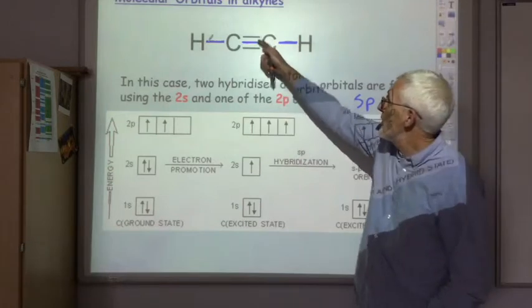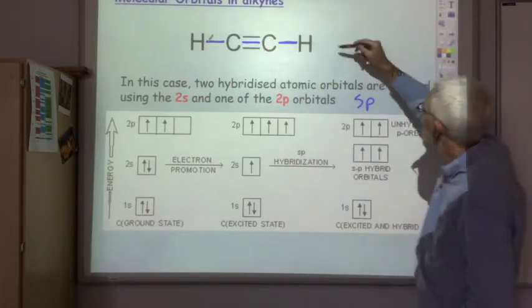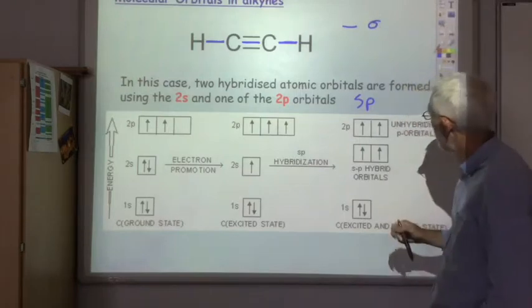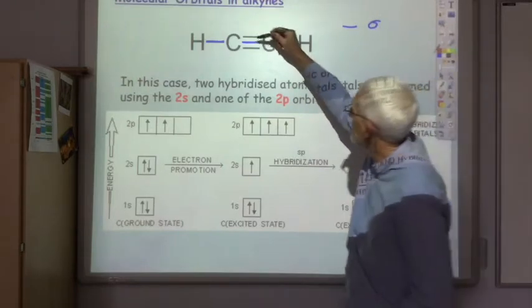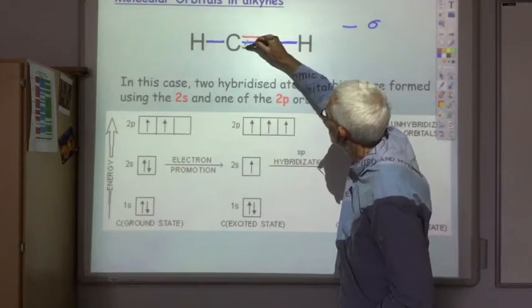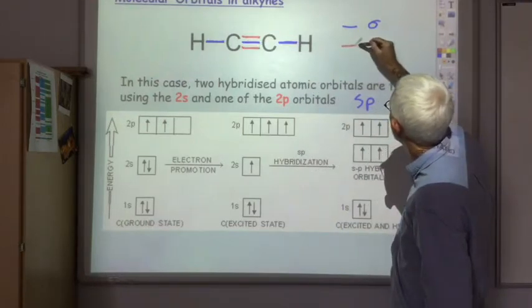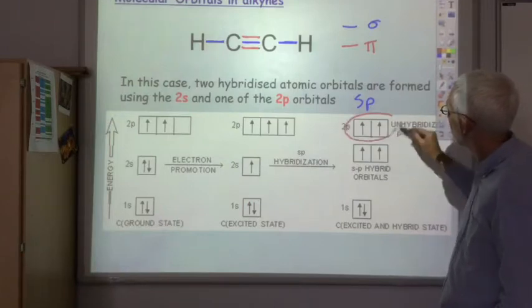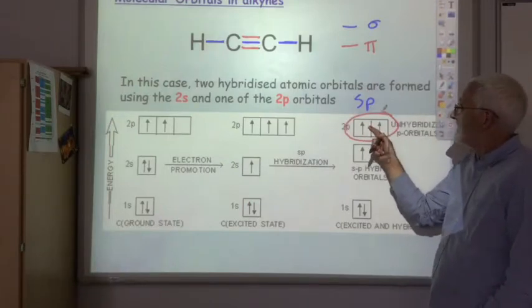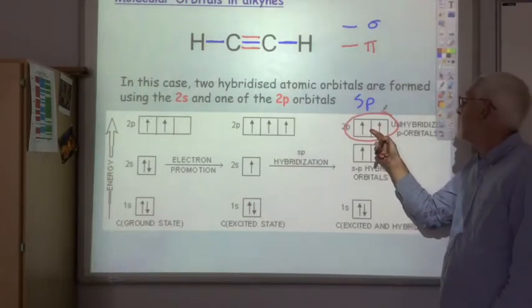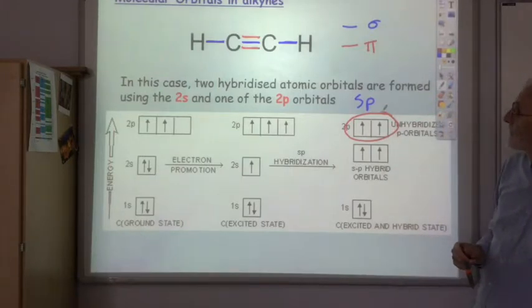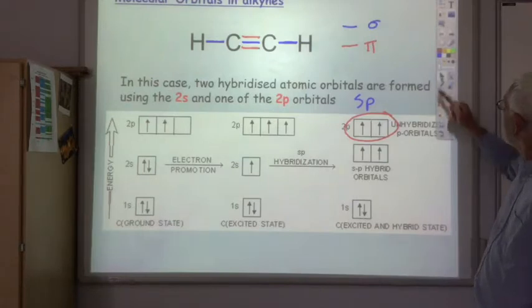But the other 2 bonds in this case will be pi bonds. Okay, so the red ones are the pi bonds, and they are from the sideways overlap of the non-hybridized 2p orbitals.